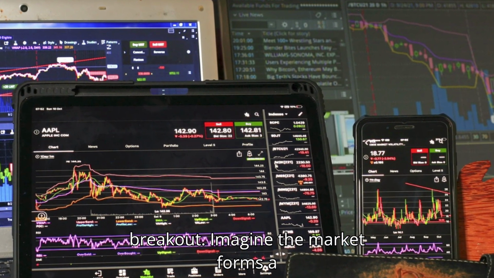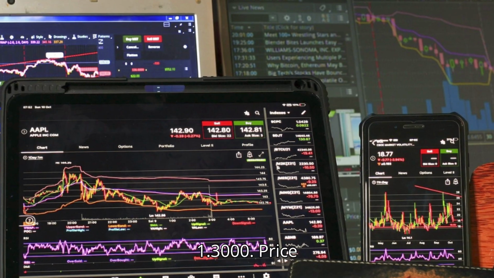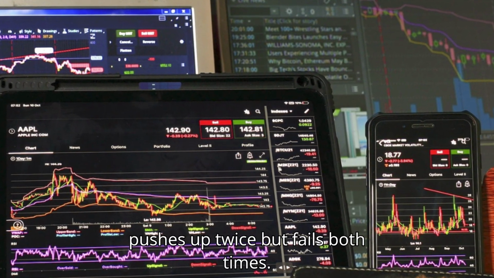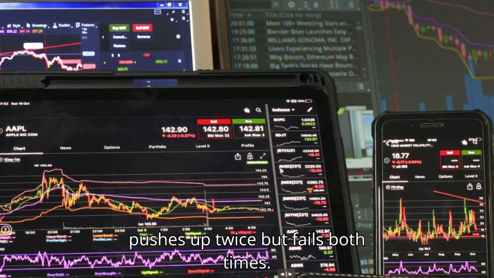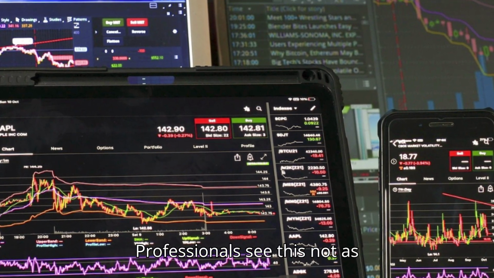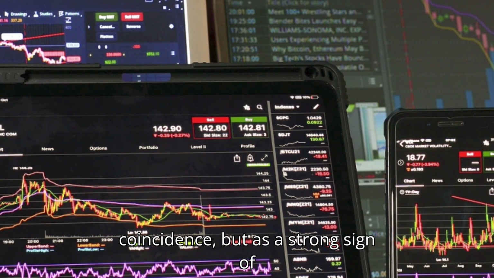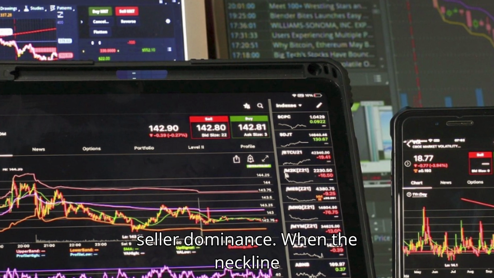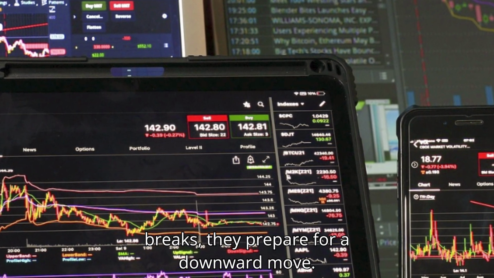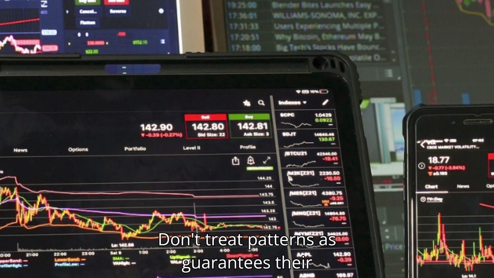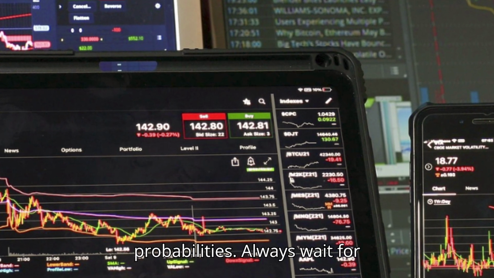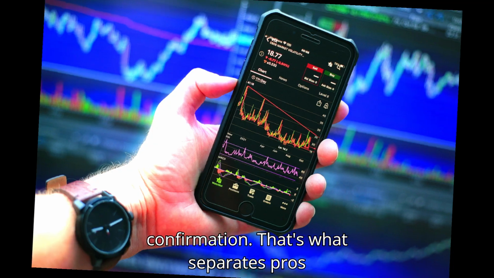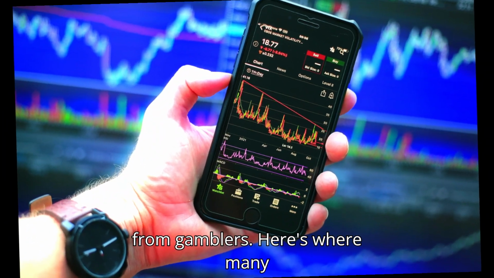Imagine the market forms a double top at 1.3000. Price pushes up twice but fails both times. Professionals see this not as coincidence but as a strong sign of seller dominance. When the neckline breaks, they prepare for a downward move. Don't treat patterns as guarantees, they're probabilities. Always wait for confirmation. That's what separates pros from gamblers.